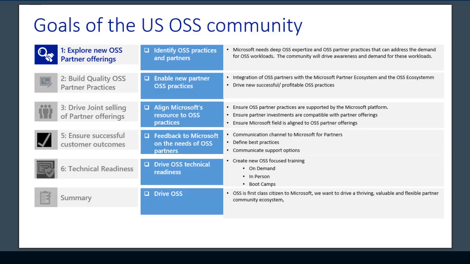Finally, it's all about technical readiness. At the end of these slides that are now available, we have a whole slew of open source training that's going to be available on Azure and the Microsoft platform, and how you can ramp up your technical skills. So technical readiness is obviously a big focus of this OSS community. In summary, this is about making open source a first-class citizen in the partner ecosystem. We want our partners to deliver solutions for open source on Azure.